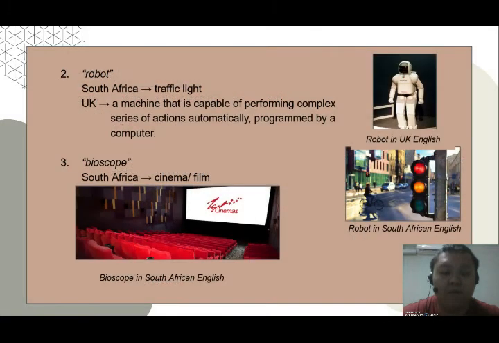Then we have robot, which means traffic light in South African English. Robot in UK English today is used in a more general sense. It refers to any machine that is capable of performing complex series of actions automatically, programmed by a computer. And for the last example, bioscope. Bioscope is used in South African English to refer to cinema. Nowadays, British people don't use the word bioscope anymore. They just say cinema or film. So that is all from me, and Parachong will continue this presentation.